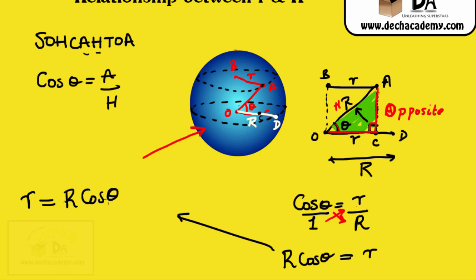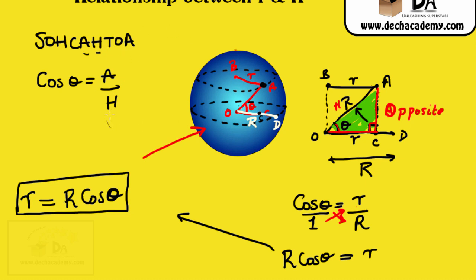Theta is this angle formed here, and like I said, it's the latitude of the point A we're focusing on. So just focus. This relationship is very useful. I'm going to use it shortly.